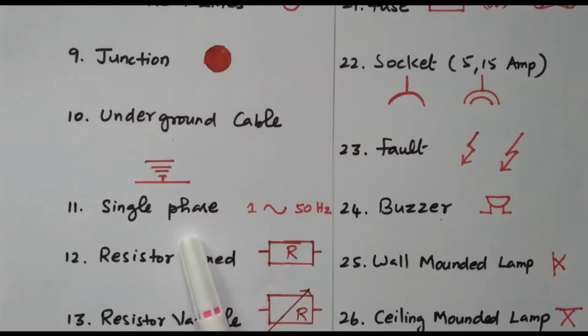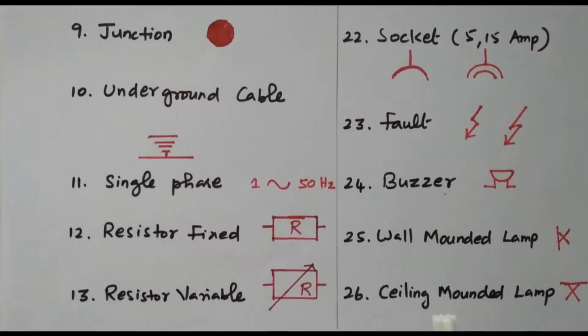Then single phase. Only one phase available means same as the AC, but here represented by 1. It means that only one phase is available out of 3 phase. It is 50 Hz. Then resistor. A fixed resistor is given within a box. R is available, it means fixed resistor. If this line is there, it means it is variable. We can vary the value of the resistor. This is the fixed one. This will be the variable one.